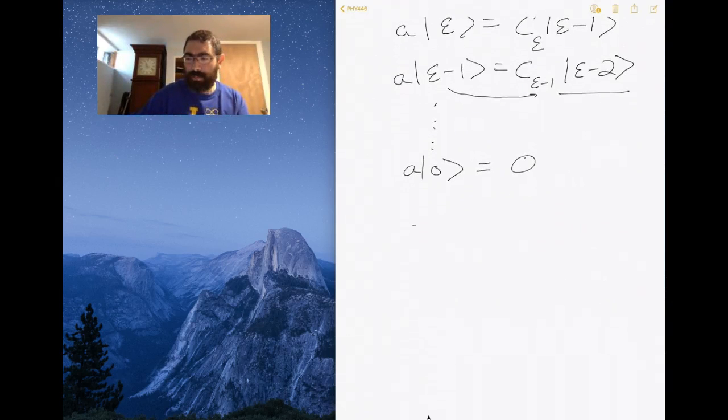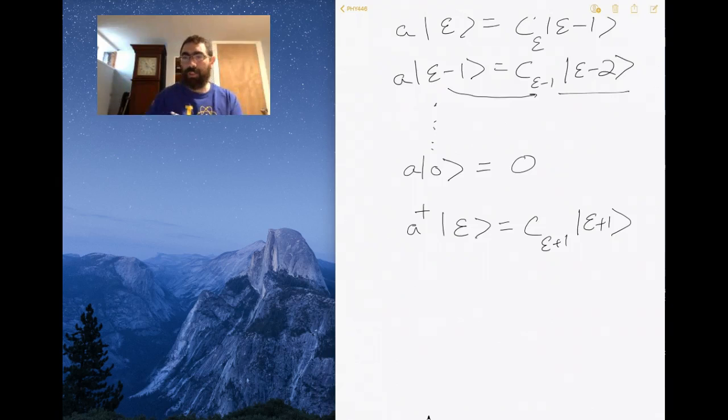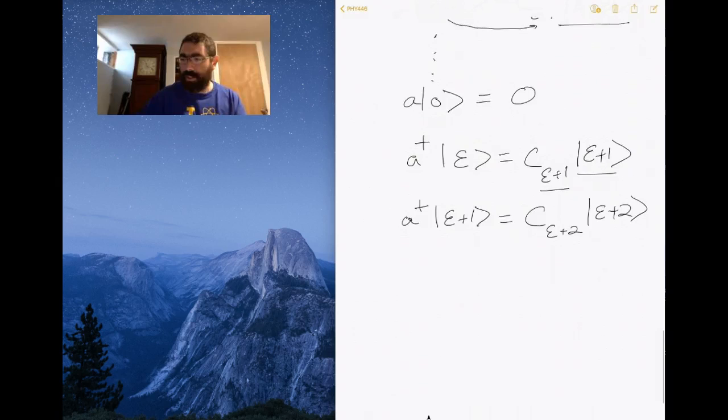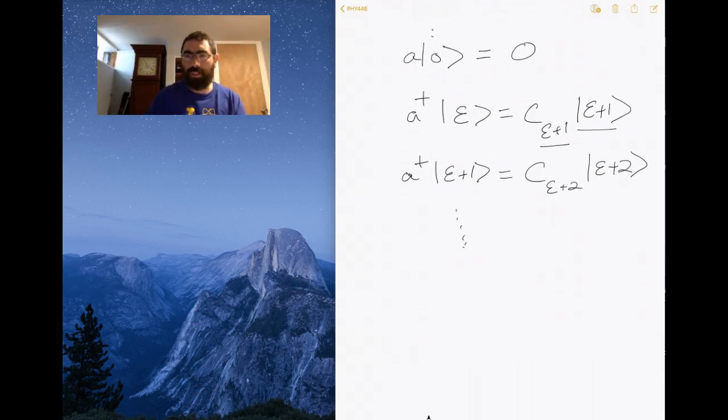With the raising operator, we can do the same thing. So that would give C epsilon plus 1, epsilon plus 1. Now you notice that the subscript here is the same as the new energy state. And I could apply A dagger to epsilon plus 1, which would give me C epsilon plus 2 times the epsilon plus 2 energy state. And I could go on, etc., up to infinity, really. I could keep going as long as there's energy allowed.